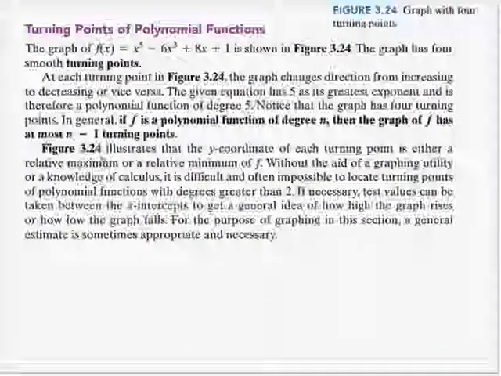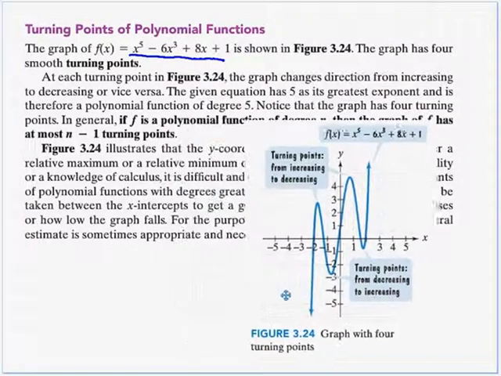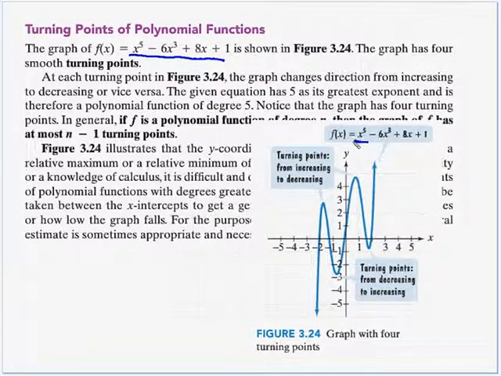All right. The turning points of a polynomial. The graph of this fifth power polynomial is shown in the figure. The graph has 4 smooth turning points. Remember, with polynomials we always have smooth curves. So here is our fifth power function, and let's count the turns on the curves. Well, here's 1 curve, and then we come down, and here's 2 curves, and then 3 curves, and then 4 curves, and then we're off to our end behavior.